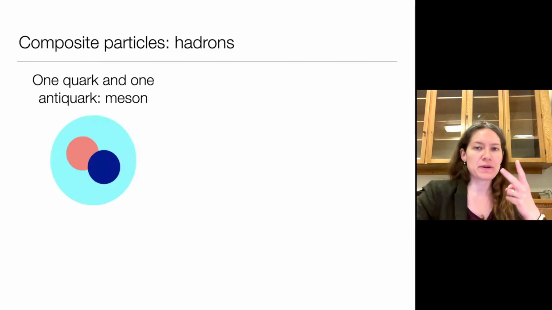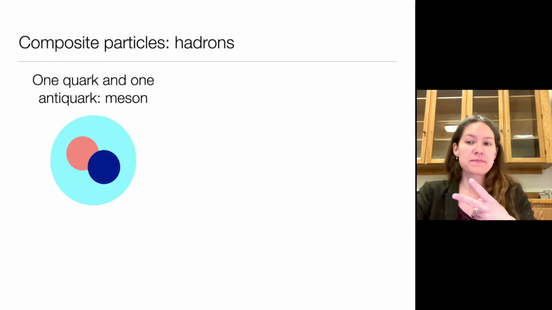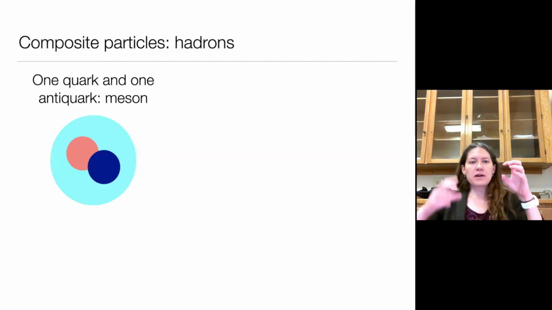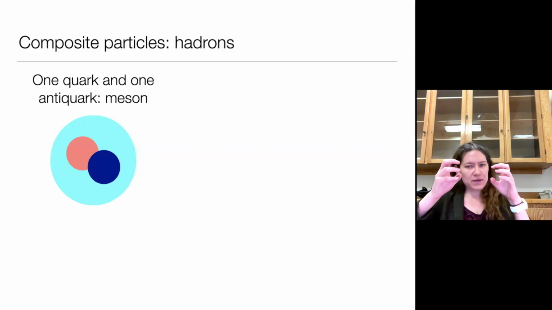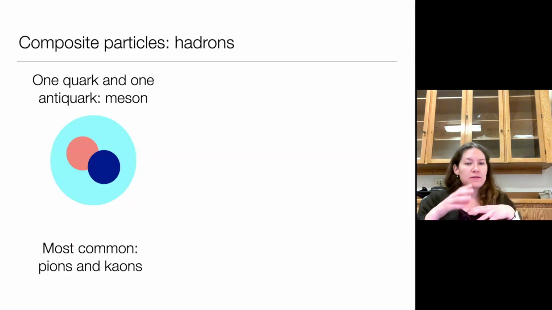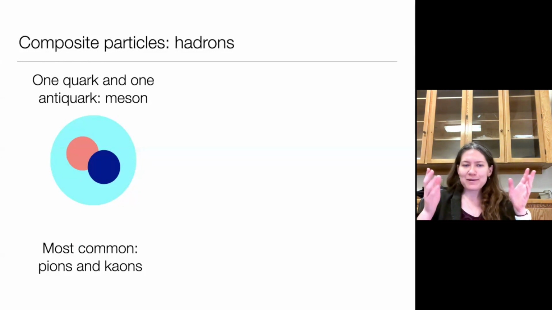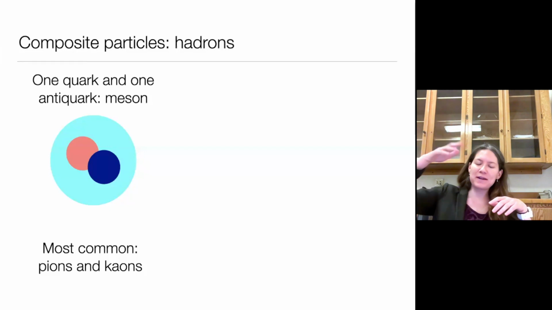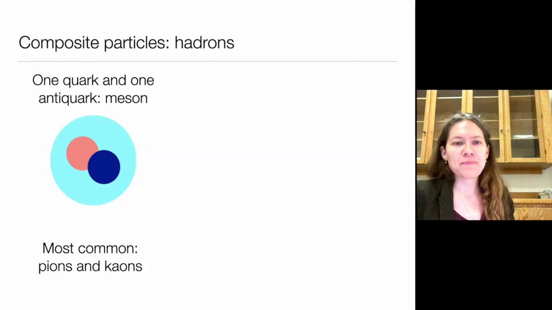And there's two ways that you can build a stable composite particle made of quarks. One way is you can take one quark and one antiquark. Same thing, but you flip all of the charges, basically. Those two bond together and they make a meson. The most common mesons in the world are pions and kaons. We don't tend to encounter them in daily life, but they're around. They get made in the upper atmosphere by cosmic rays hitting the atmosphere, things like that.